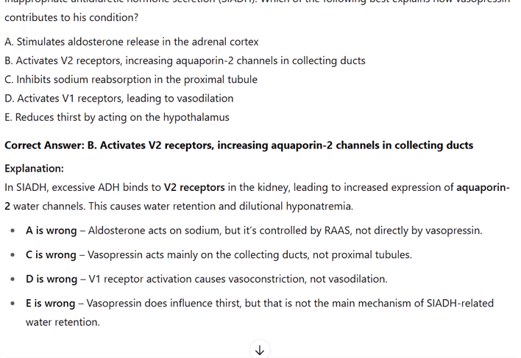A is wrong. Aldosterone acts on sodium, but it's controlled by RAS, not directly by vasopressin. C is wrong. Vasopressin acts mainly on the collecting ducts, not proximal tubules. D is wrong. V1 receptor activation causes vasoconstriction, not vasodilation. E is wrong. Vasopressin does influence thirst, but that is not the main mechanism of SIADH-related water retention.